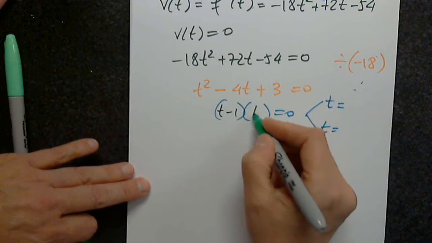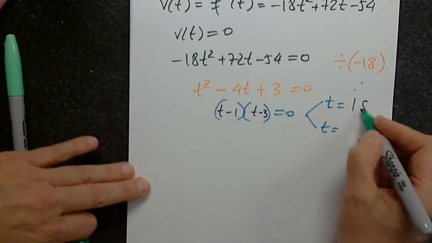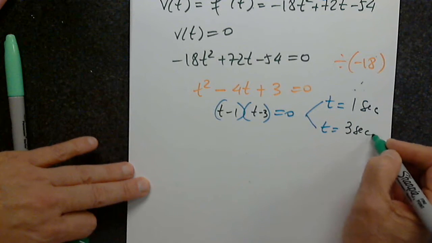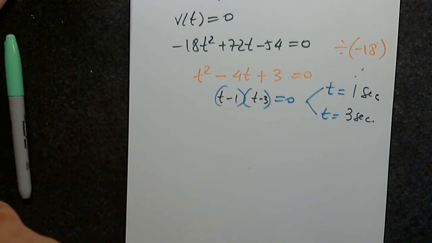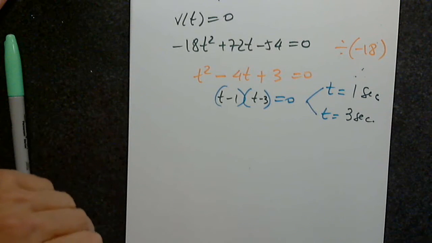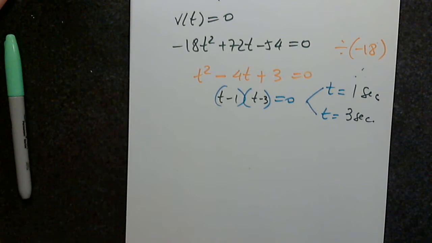So t minus 1 and t minus 3, so t equals 1 second and 3 seconds. It appears that this particle is at rest after 1 second and after 3 seconds. Okay. Find the total distance traveled by the particle during the first 6 seconds.